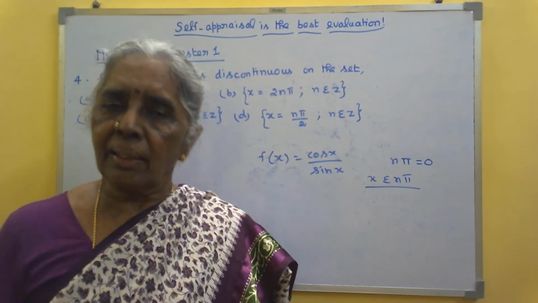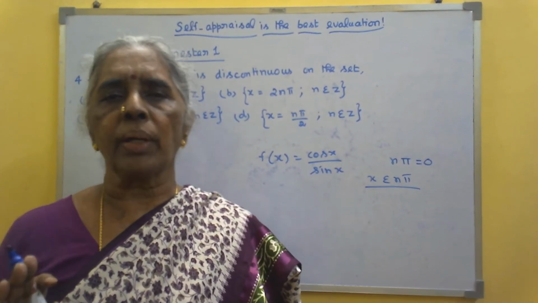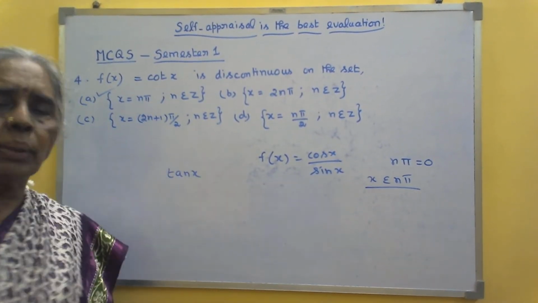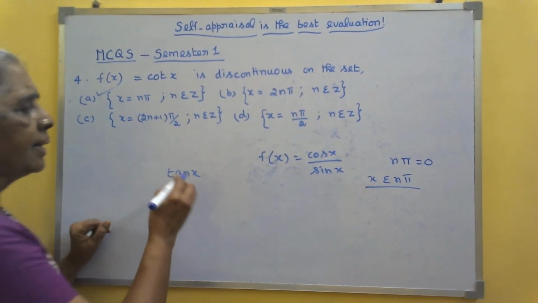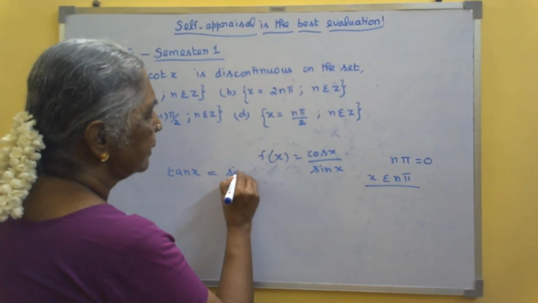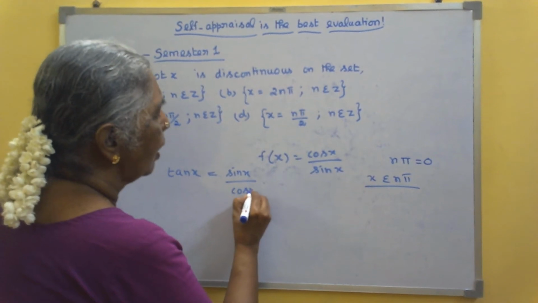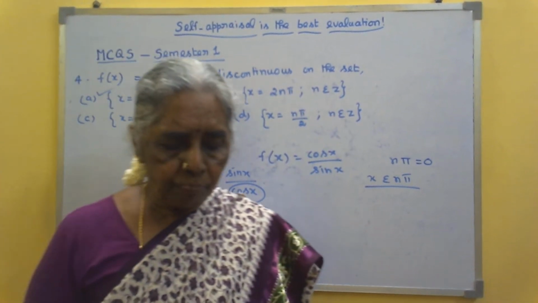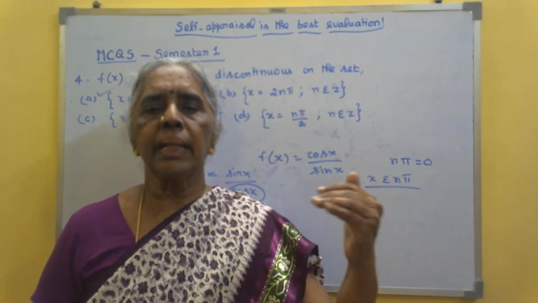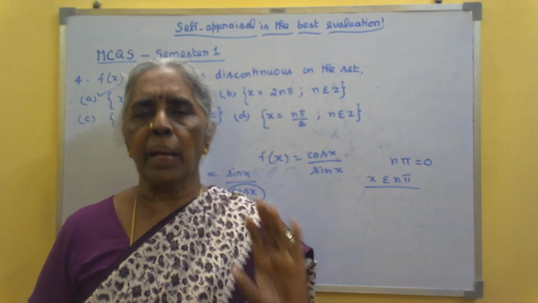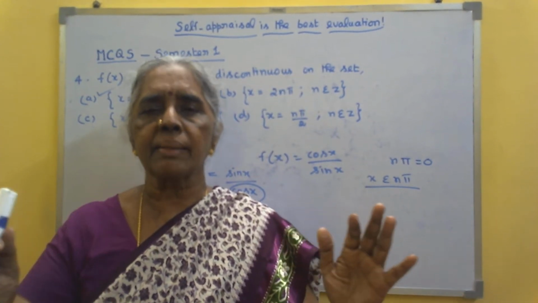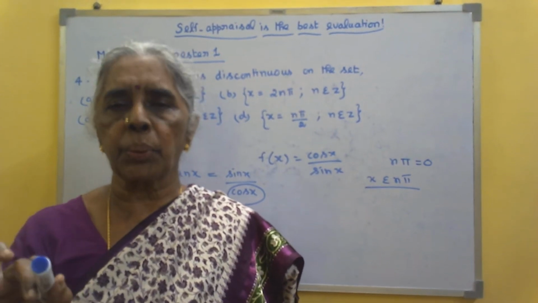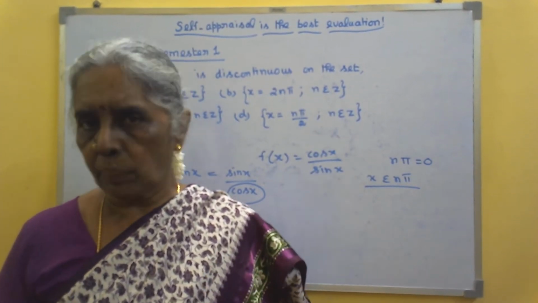Do you understand? Let us just take, instead of cot x, supposing they have given you tan x. How can you write tan x? Tan x can be written as sin x divided by cos x. Now this cos x should not become 0. You know, cos pi by 2, cos 3 pi by 2, cos 5 pi by 2, cos 7 pi by 2, etc. will be 0. That is, odd multiples of pi by 2 for cos theta will be 0.